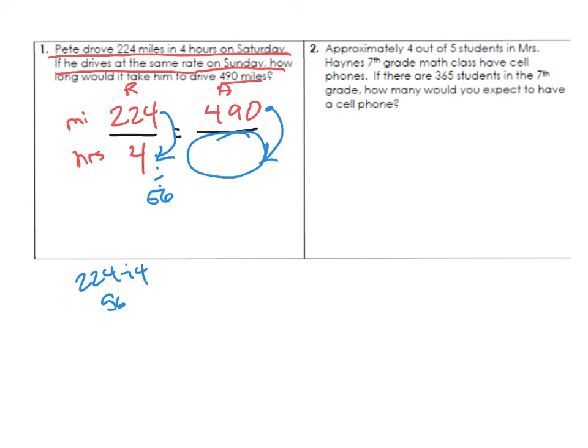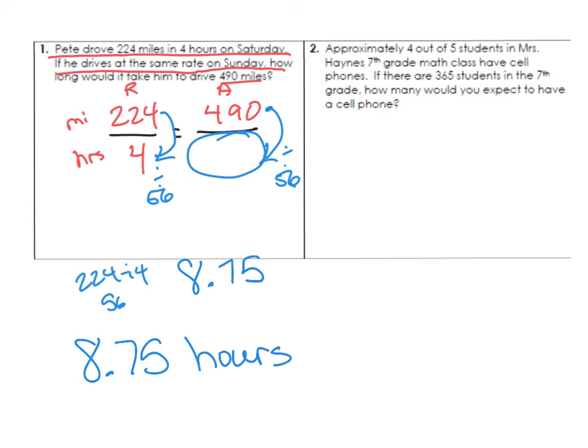So that means 490 divided by 56 is going to give us our answer, which is, we get 8 7/75. So our answer is 8 7/75, and we're going to label it hours. Let's do the other one. Again, I'm going to set up my proportion.